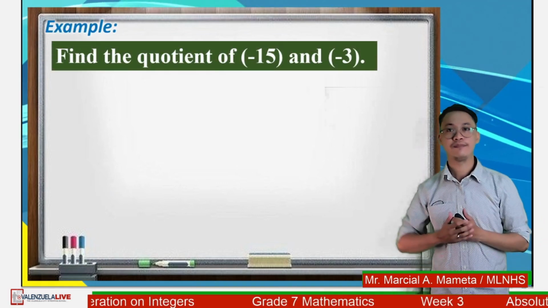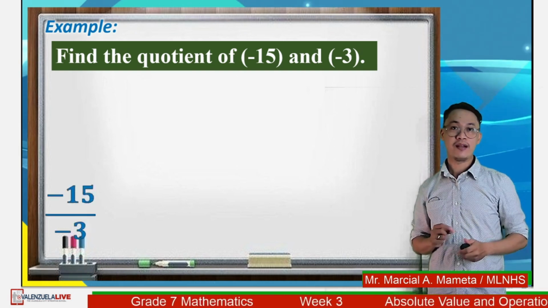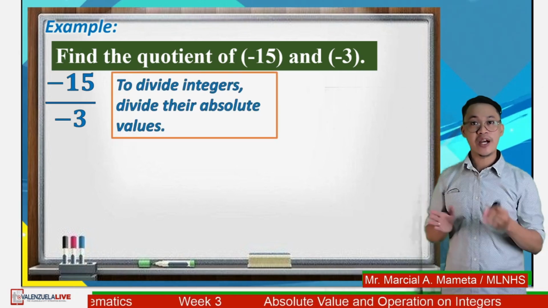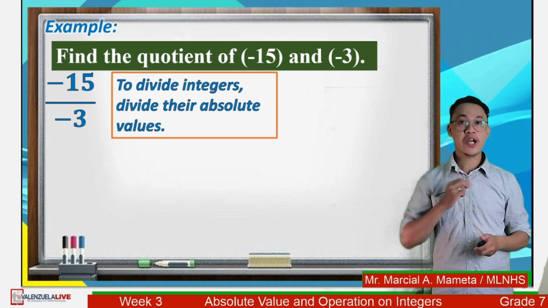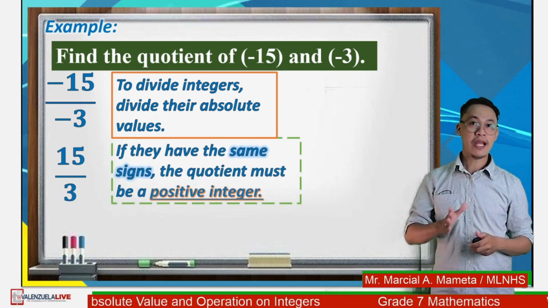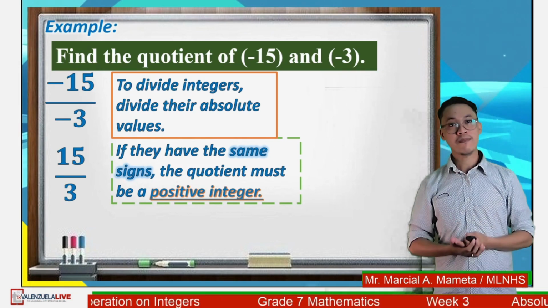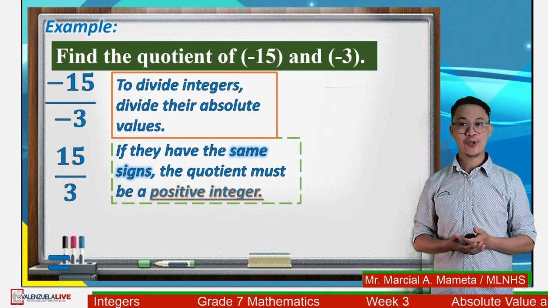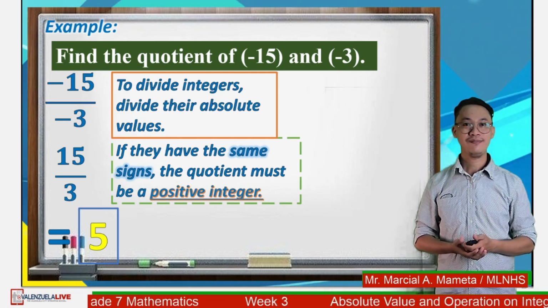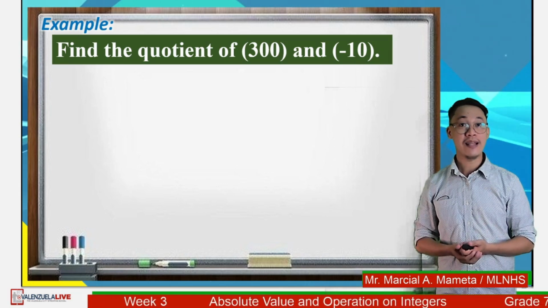How about this one? Find the quotient of negative 15 and negative 3. So negative 15 divided by negative 3: divide first their absolute values. So we have 15 divided by 3. If they have the same sign, negative 15 and negative 3, the quotient must be a positive integer. So therefore, the answer is 5. How about this one? Find the quotient of 300 and negative 10.